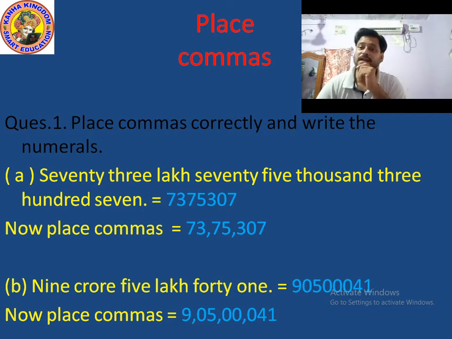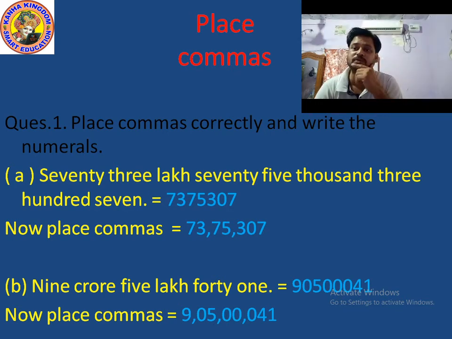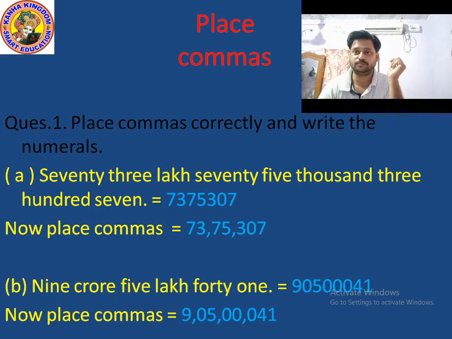5 lakhs means 5 in lakhs place. After the thousand period comes the lakhs period, and in the lakhs period there are also 2 place values, lakhs place and ten lakhs place. So which digit is in lakhs place? 5. Just write down 5 in lakhs place. And which digit in ten lakhs place? No digit, so here also you can put 0, and after putting 0 you can make a comma.